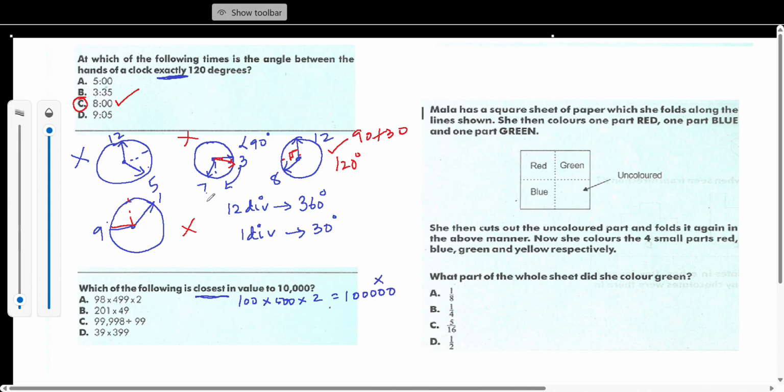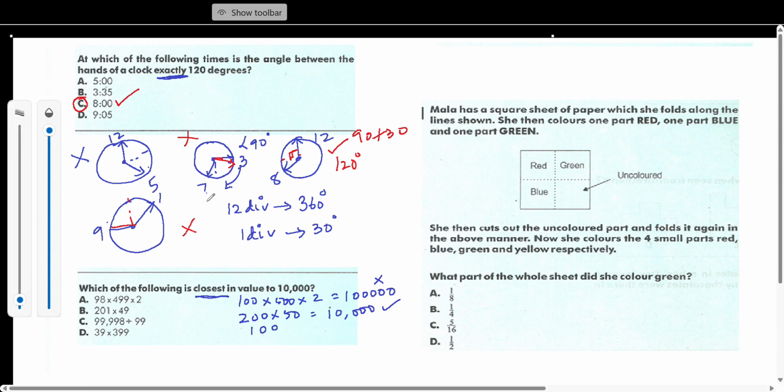201 into 49 can be approximated to 200 into 50. 200 into 50 is 10,000. So this seems like the correct answer. But we will definitely have to rule out the other two.